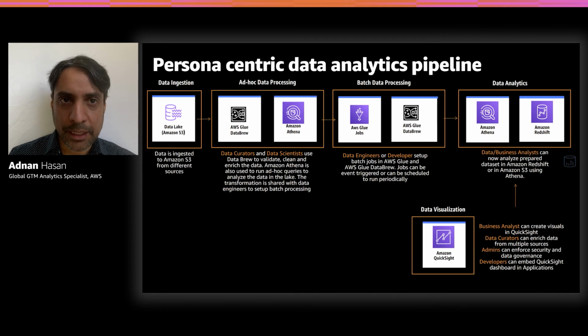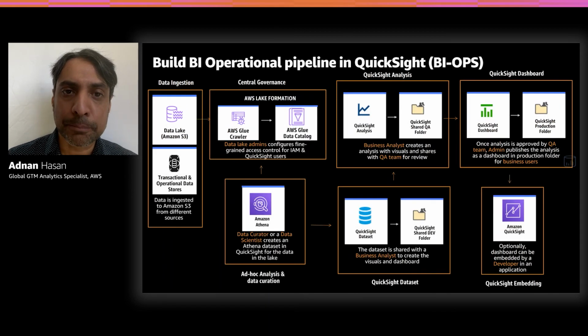Let's now talk about the operational pipeline in QuickSight that you can build. Earlier, I talked about that QuickSight is a tool that combines or provides features both for corporate BI as well as self-service BI. This operational pipeline explains how this works.